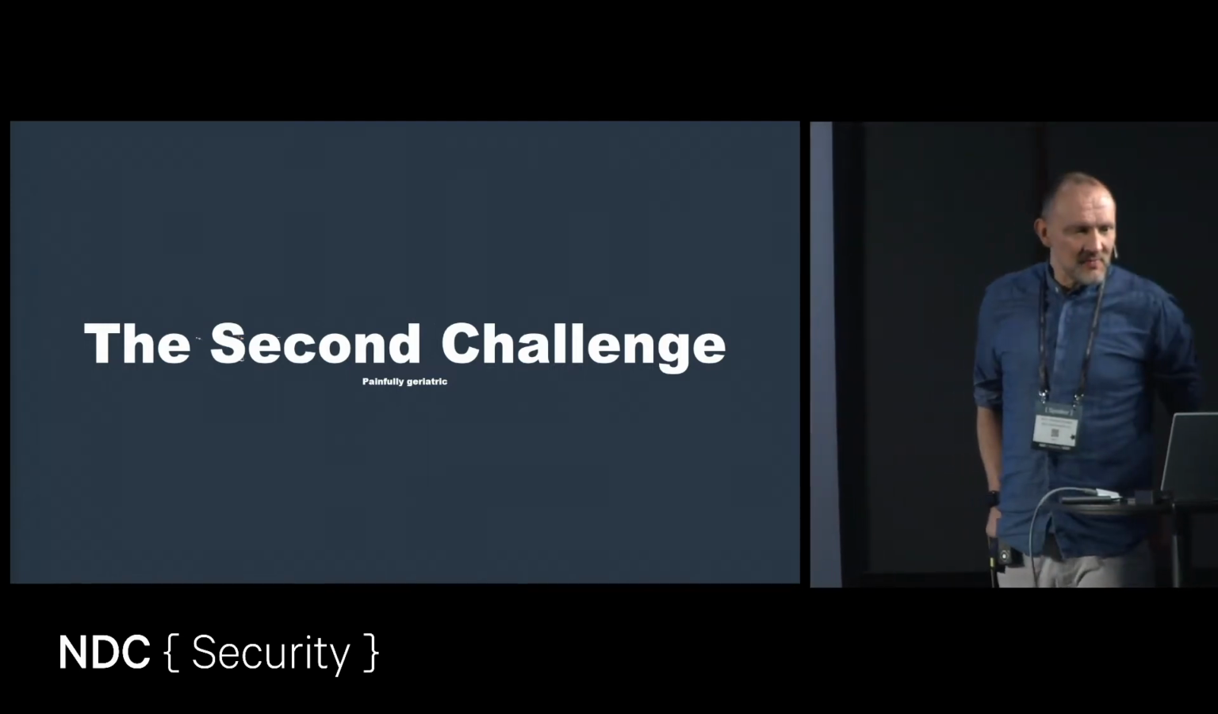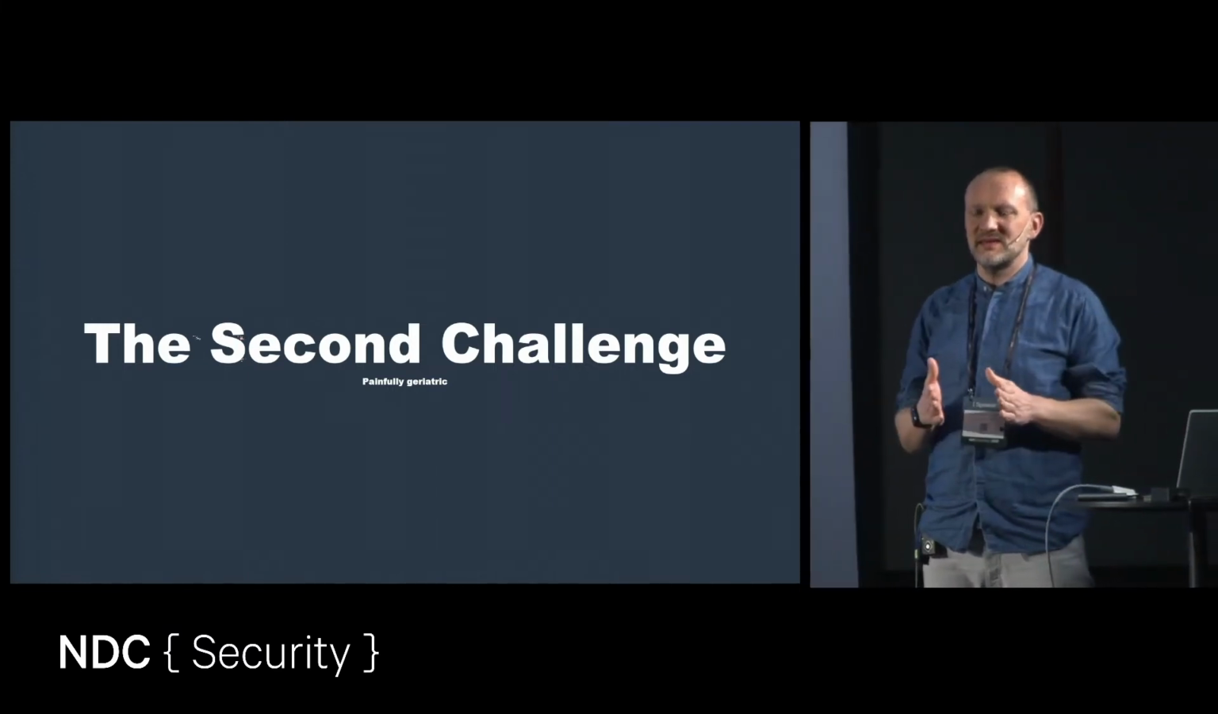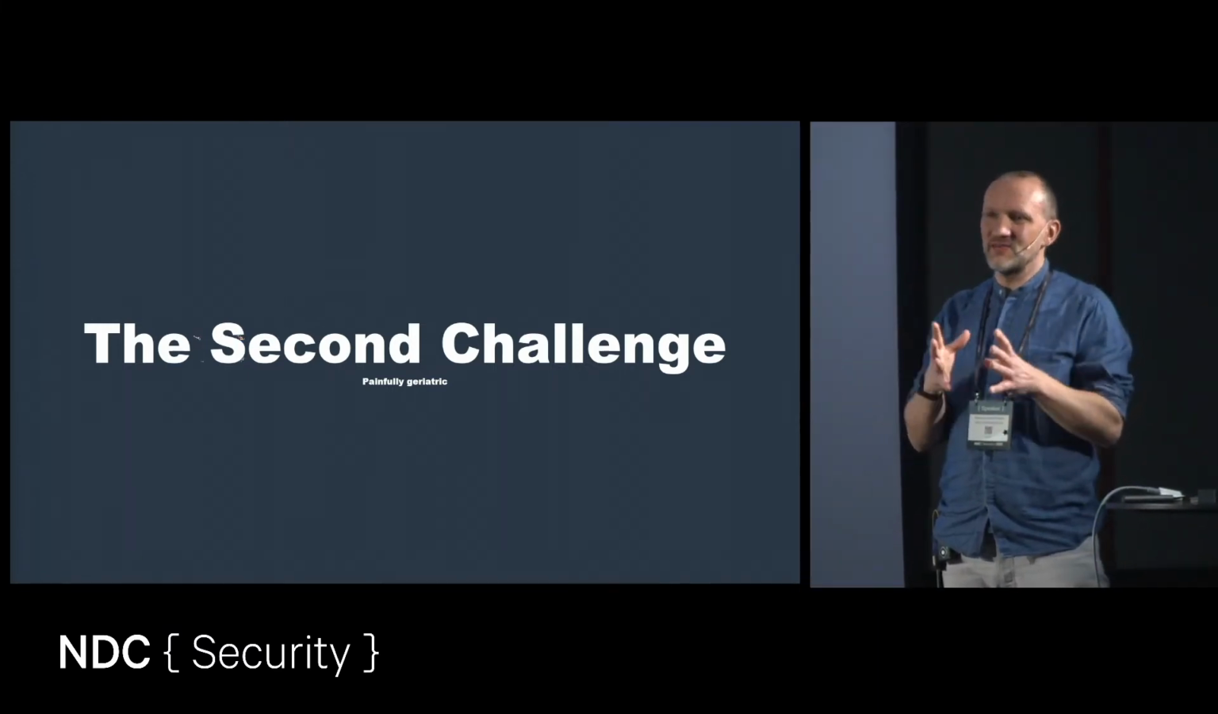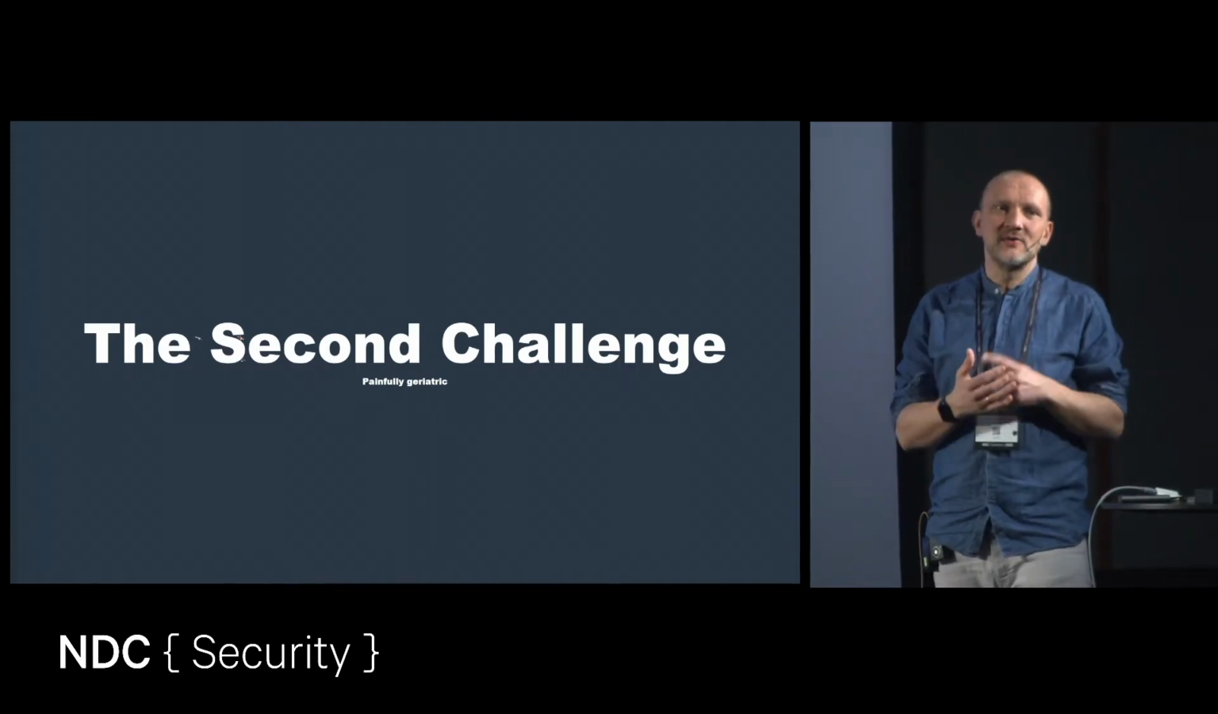So, we have spent a lot of time narrowing down the protocols, sharpening them, tightening them, so they fit our requirements.